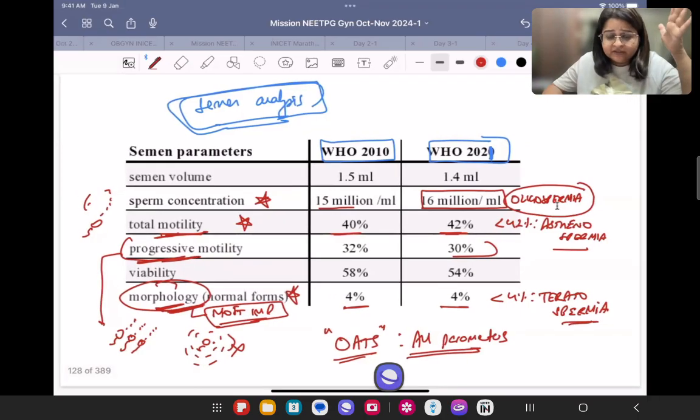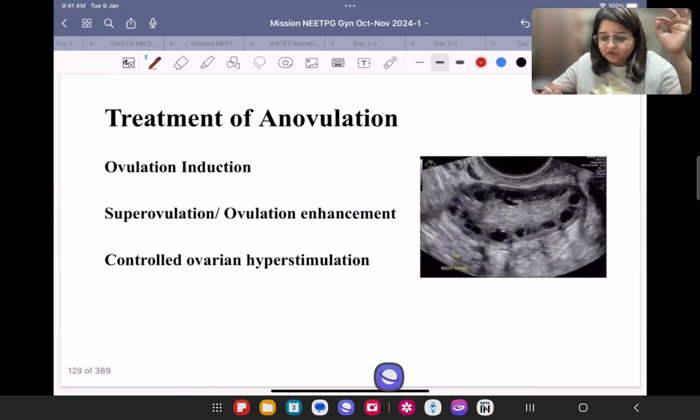Okay, so this is one table that you should know. 16 million, 42%, 4%. 16 million per ml is the concentration, 42% is the motility, and 4% is the morphology.